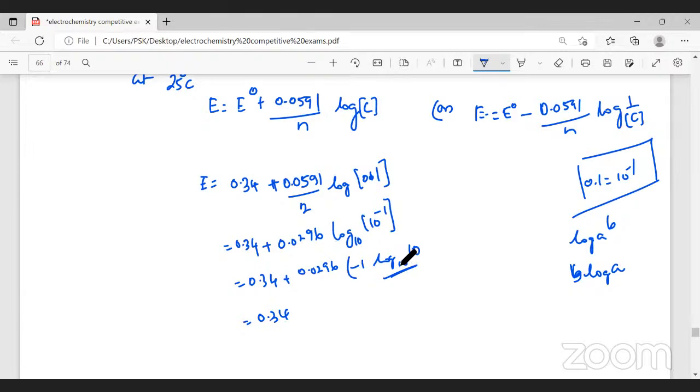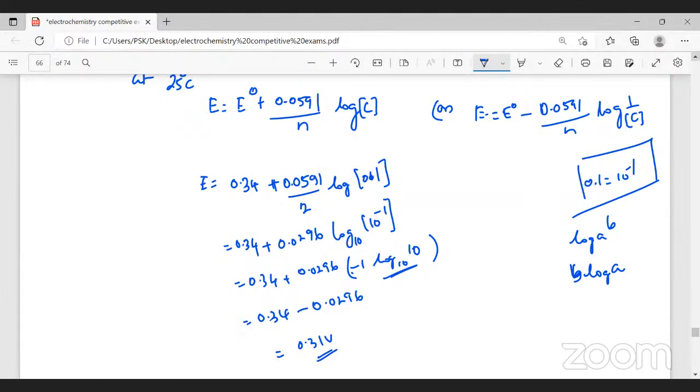Log 10 is 1. So if you multiply this by minus 1, you will get minus 0.0296. Log 10 is 1, 1 into minus 1 is minus 1, and minus 1 into 0.0296 is minus 0.0296. You will get the answer around 0.31 volt. Approximately, you will get around 0.31 volts.